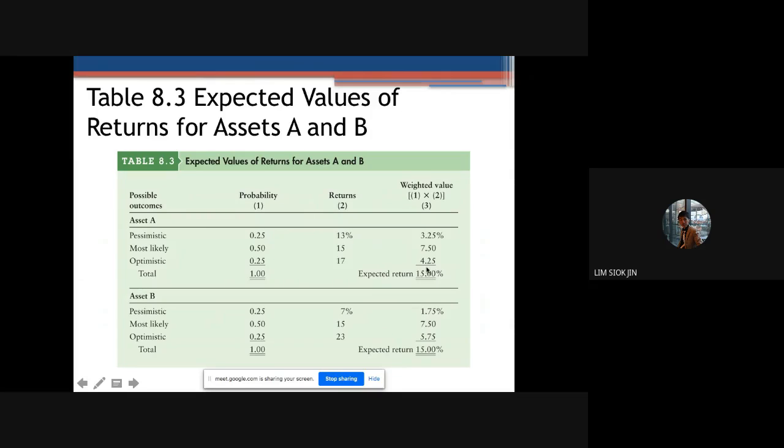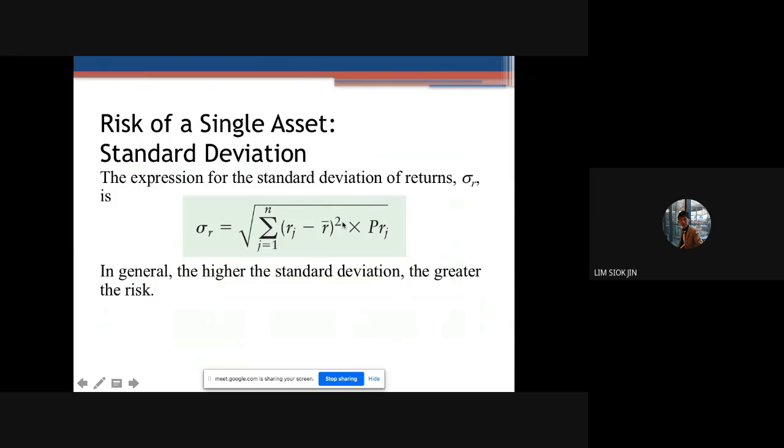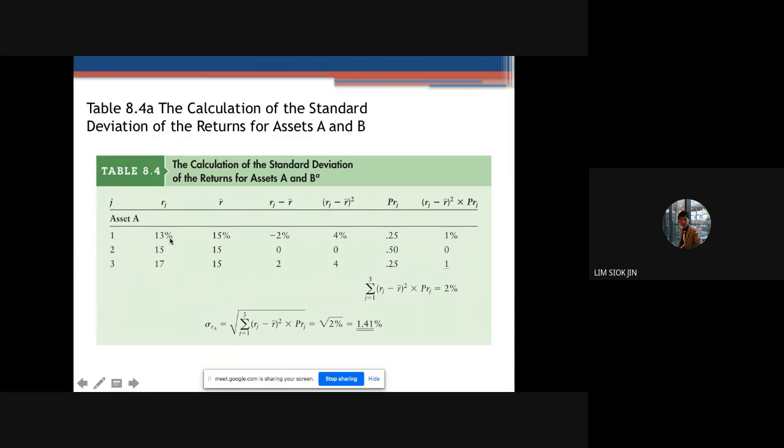Alright, this minus this, squared, times the probability. This minus this, squared, times the probability. Equals how much? Second one, this minus this equals 0. So 0. This third one, this minus this, 2 squared is 4, times 0.25, which is the probability. Times this, you get this. So the total of this sum is 2%.